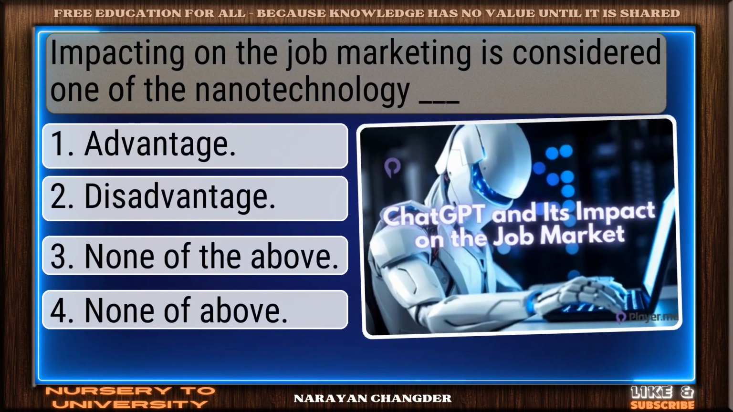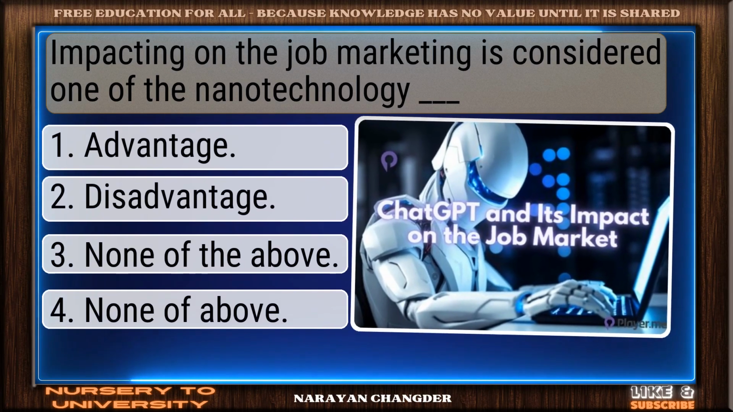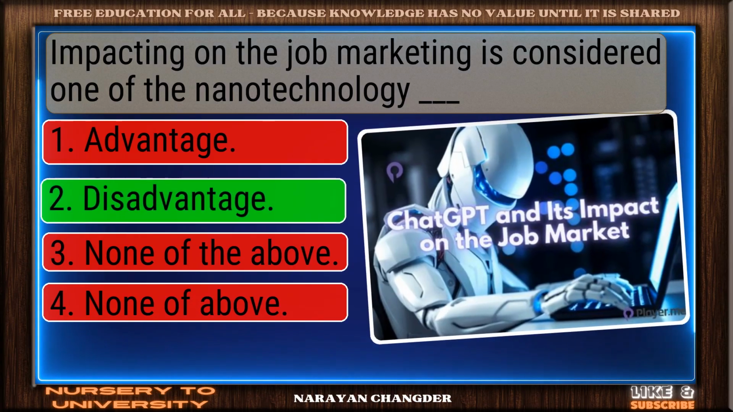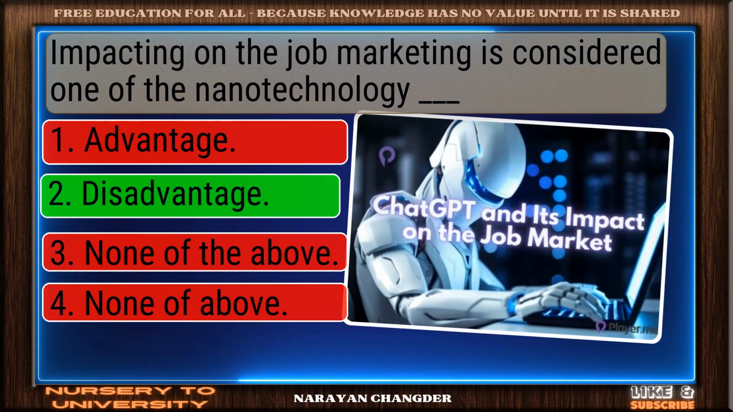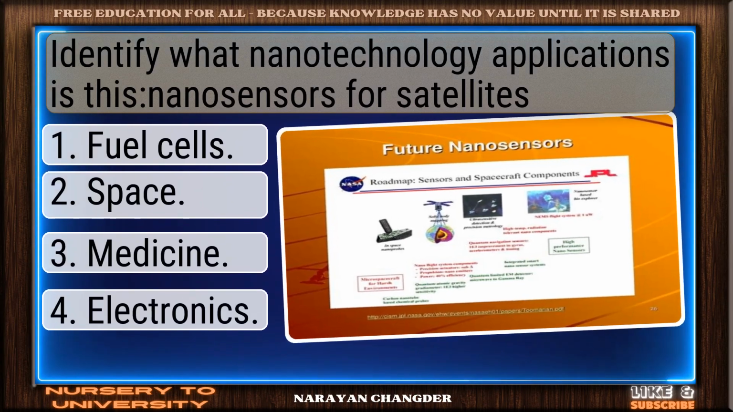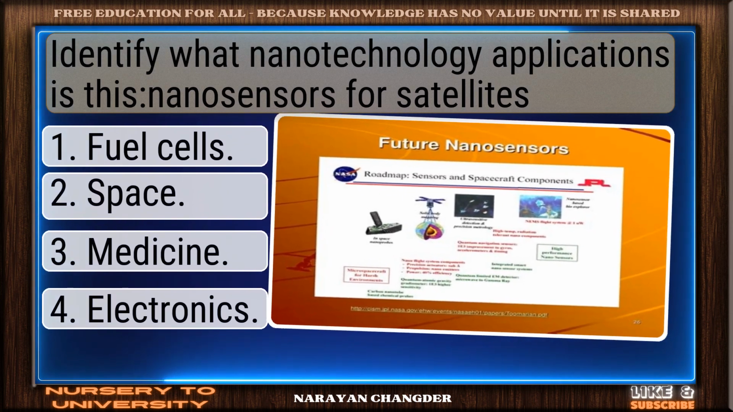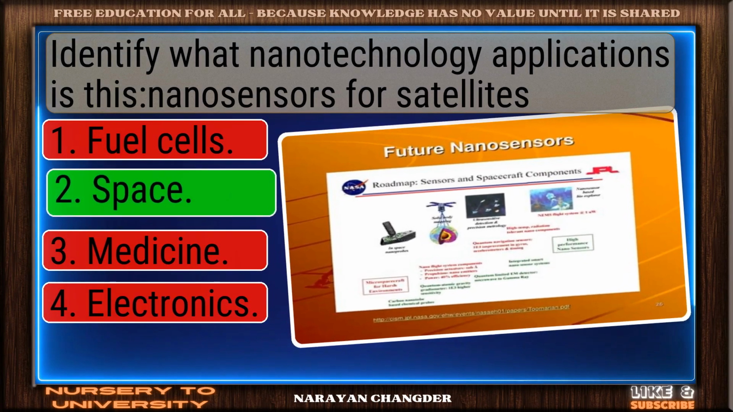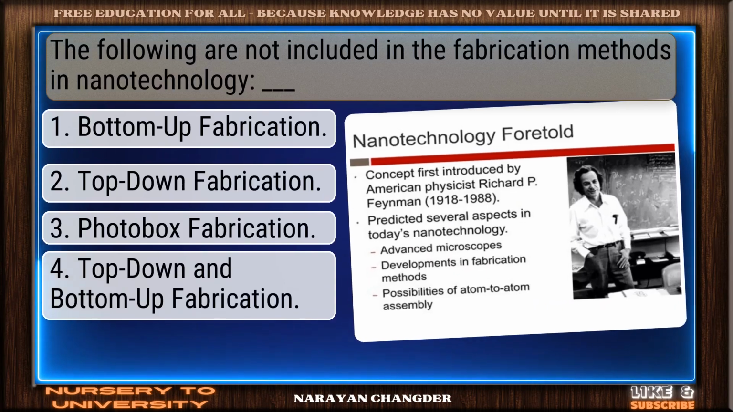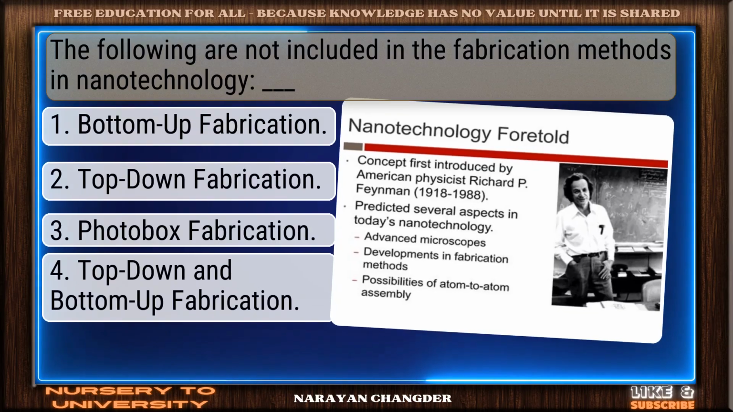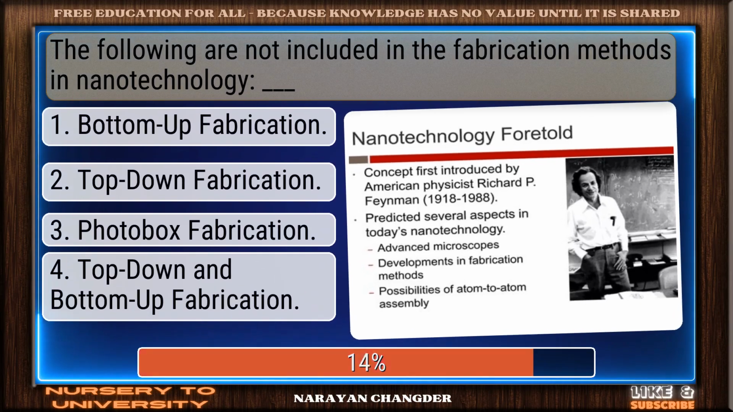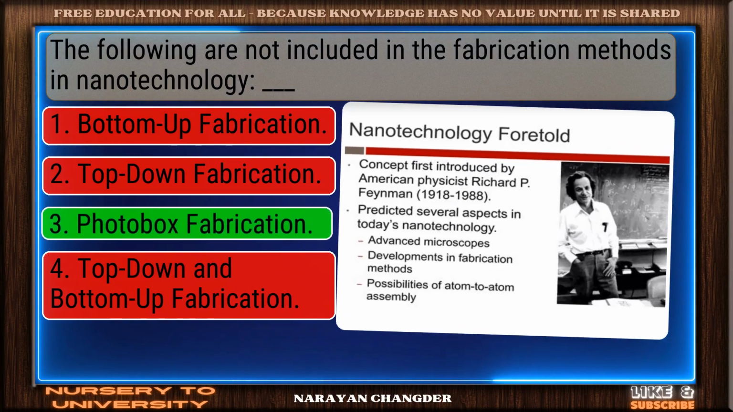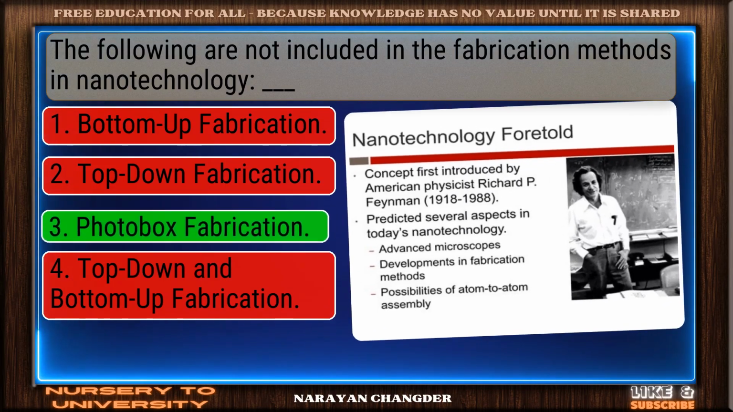Impacting on the job market is considered one of the nanotechnology dash. Correct. Disadvantage is the right answer. Identify what nanotechnology application this is: nanosensors for satellites. Good job. Your answer, space, works well here. The following are not included in the fabrication methods in nanotechnology dash. You chose photobox fabrication, and it is correct.